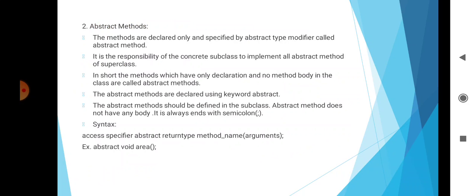Then second is the abstract method. Sometimes there is a situation in which you feel the need of a superclass that has only declarations of a few or all of the methods, with some definitions or none. Then it is necessary that it must not be a completely defined or implemented class. Methods that are only declared and specified by the abstract type modifier are called abstract methods. It is the responsibility of the concrete subclass to implement all abstract methods of the superclass.